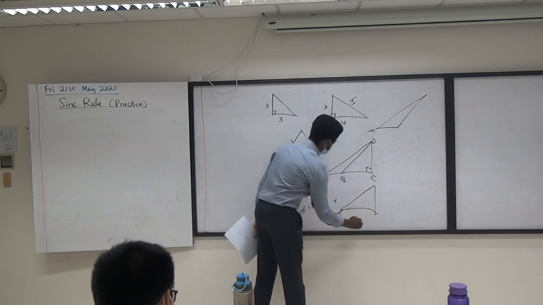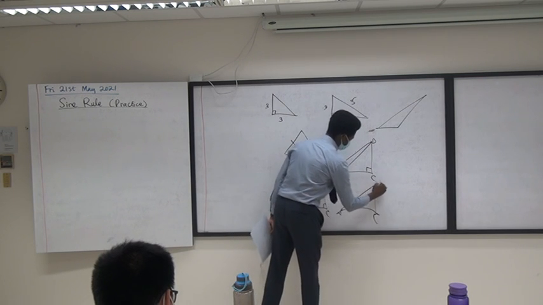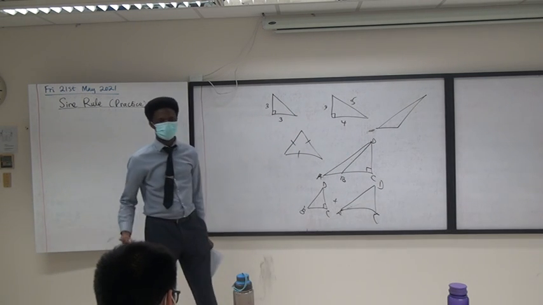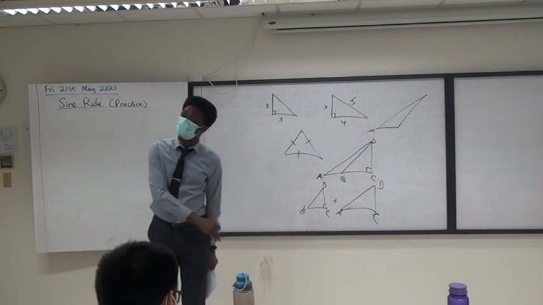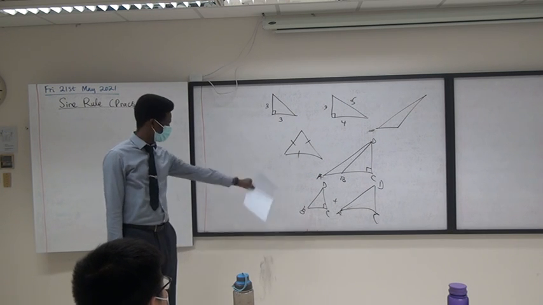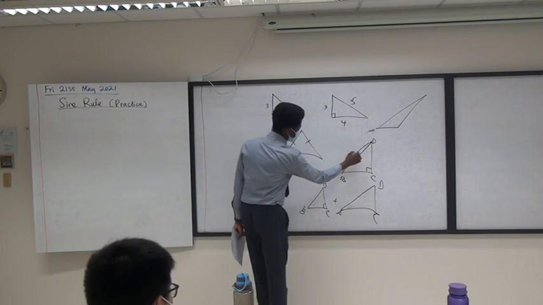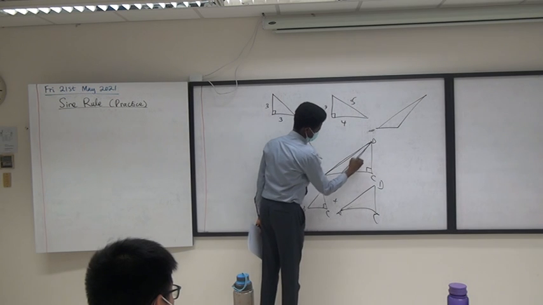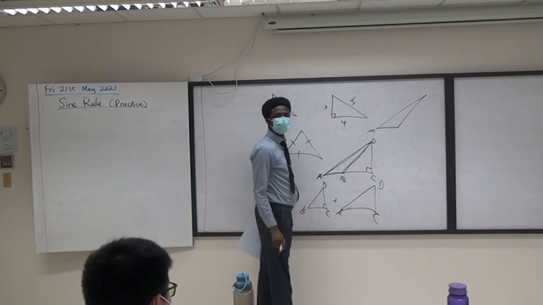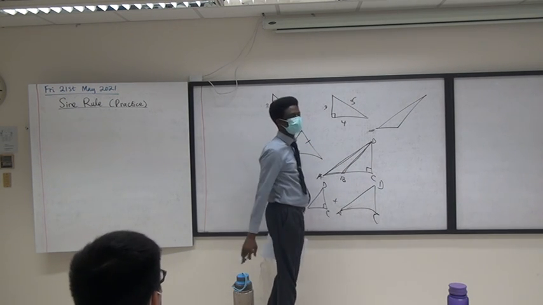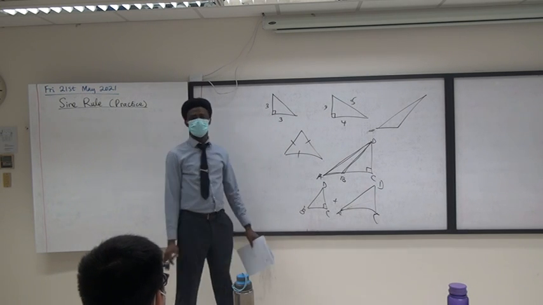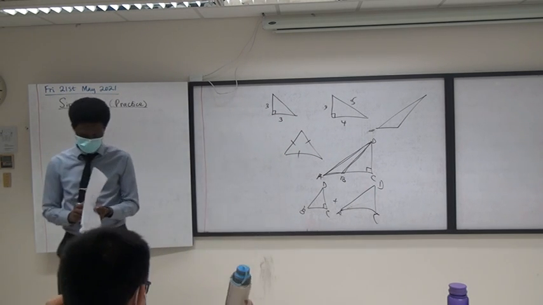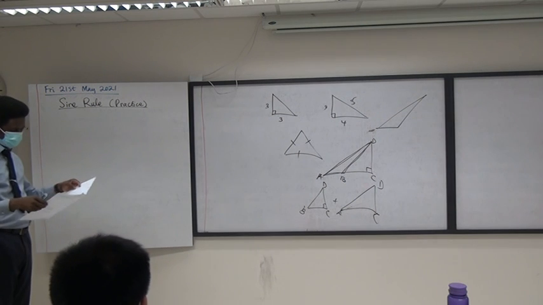No. ACD, not ABD. Because both of them have to be right angle. Before, you must have this before you can use SOH CAH TOA, right? But now you don't need to do that. You can actually just use this one and use sine rule or cosine rule to find any missing side or angle. Understand? Okay, so let's take some examples.